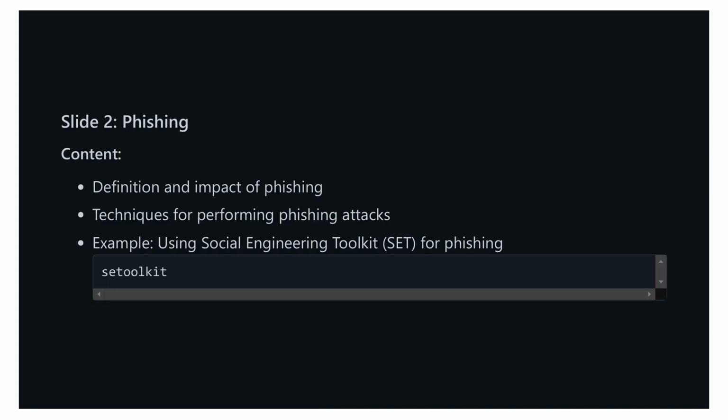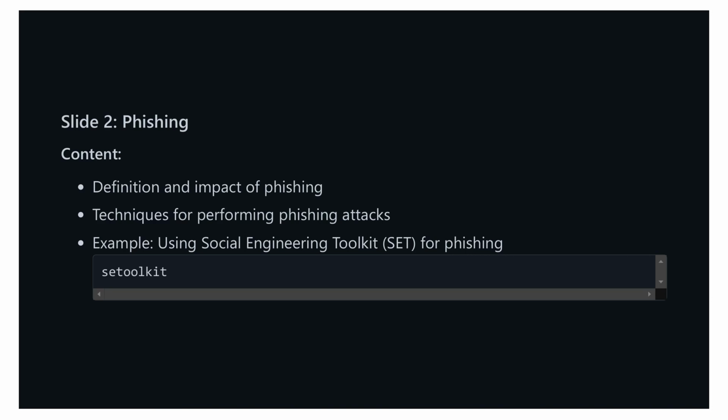Now that we have an overview of social engineering attacks and understand their importance in penetration testing, let's dive into one of the most common forms, phishing. First, we'll define what phishing is. Phishing is a type of social engineering attack where attackers trick individuals into divulging sensitive information, such as usernames, passwords, or credit card details, by pretending to be a trustworthy entity in electronic communications. Phishing can have a significant impact on both individuals and organizations, often leading to unauthorized access to sensitive data, financial losses, and even identity theft.